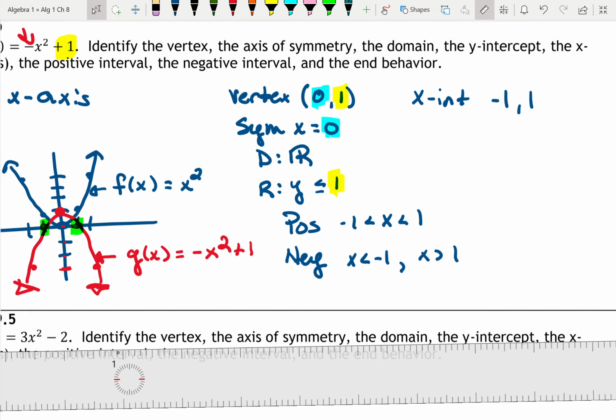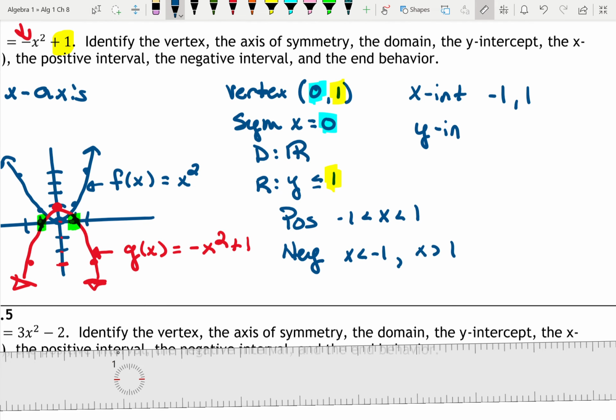We did the x-intercept. Let's go ahead and do the y-intercept. It's right there. It's part of our vertex. It is 1. And this is actually the same 1 as before.